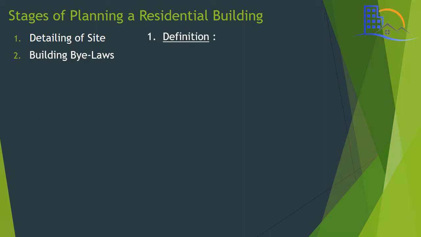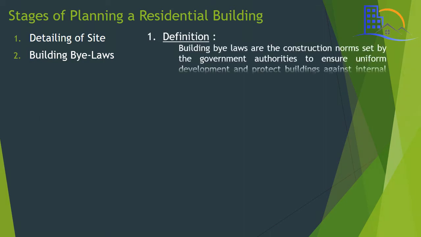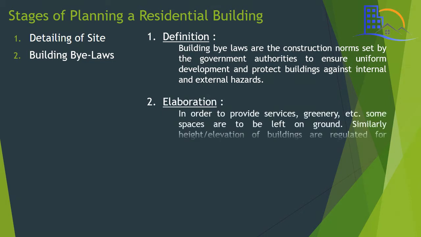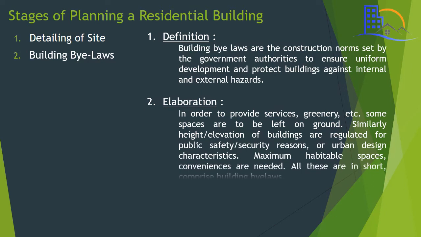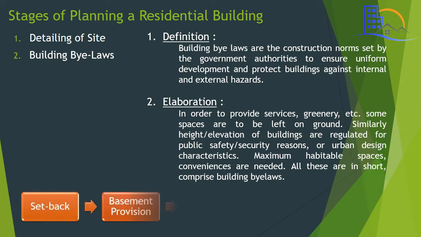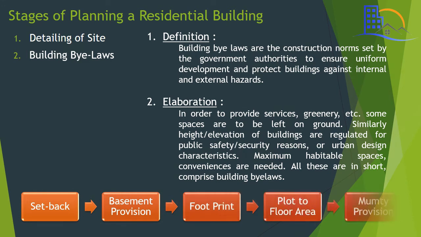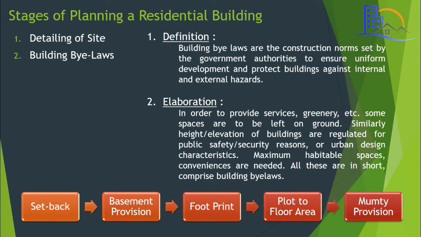The second most important stage of planning is building bylaws. Building bylaws are the construction norms set by the government authorities, to ensure uniform development and protect buildings against internal and external hazards. In order to provide services, greenery, etc., some spaces are to be left on the ground. Similarly, the height or elevation of buildings is regulated for public safety or security reasons, or urban design characteristics. Maximum habitable spaces and conveniences are needed. All these, in short, comprise building bylaws. Major bylaws for residential buildings will be discussed in future videos.